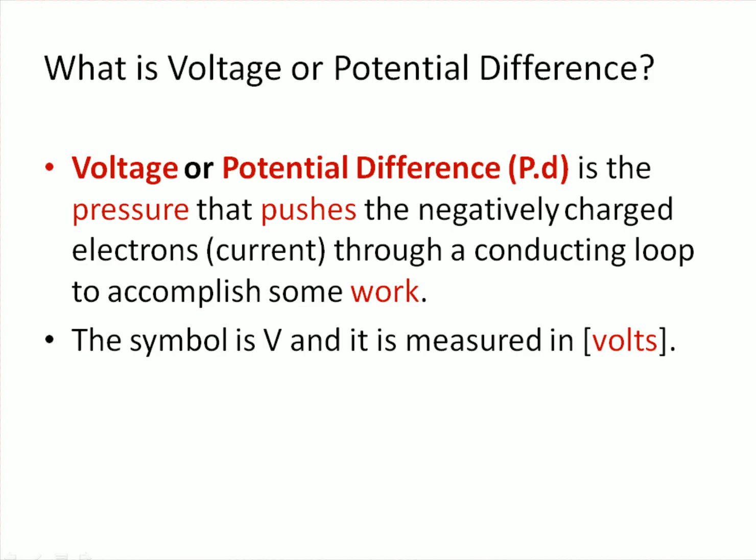So here we're talking about it again. Voltage, or potential difference, is the pressure that pushes the negatively charged electrons, which is basically our current, through a conducting loop to accomplish some work. The symbol for voltage is V, and it is measured in volts.